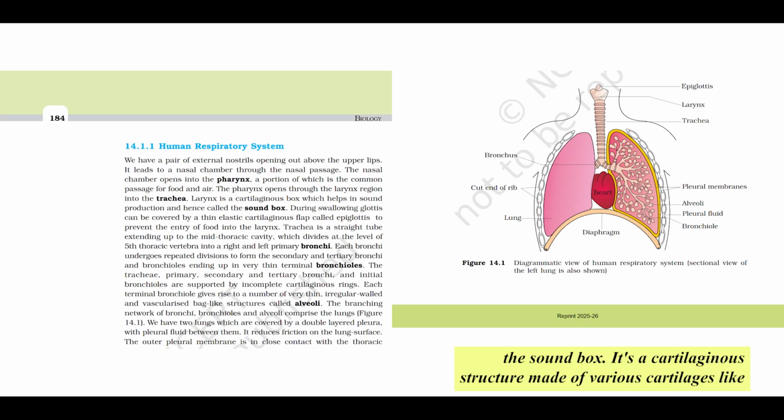It's a cartilaginous structure made of various cartilages like the thyroid cartilage, the Adam's apple in males. Its primary job is sound production via the vocal cords. Now, a crucial detail here, very common in exams, is the epiglottis. This is a thin, elastic, cartilaginous flap, and its function is vital.